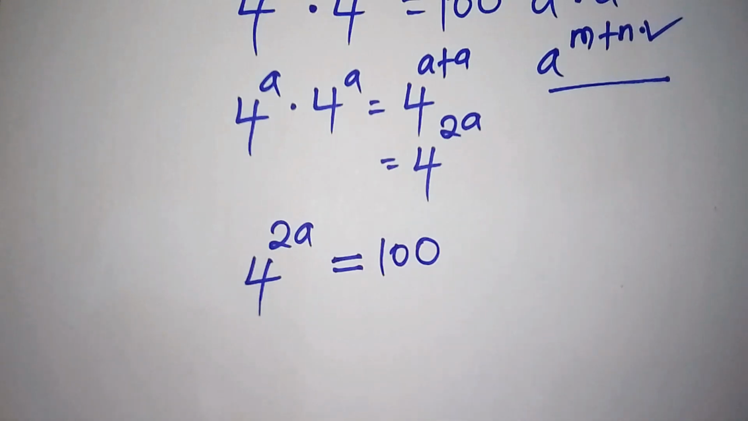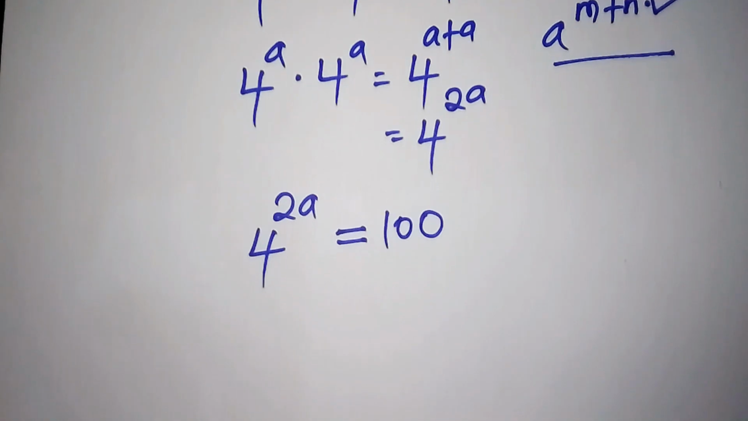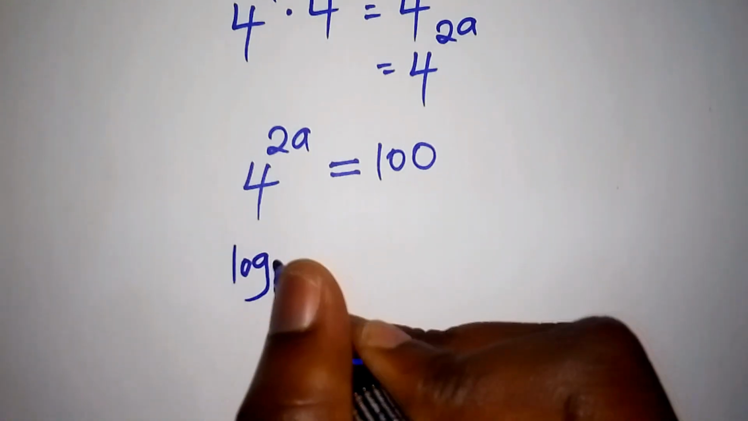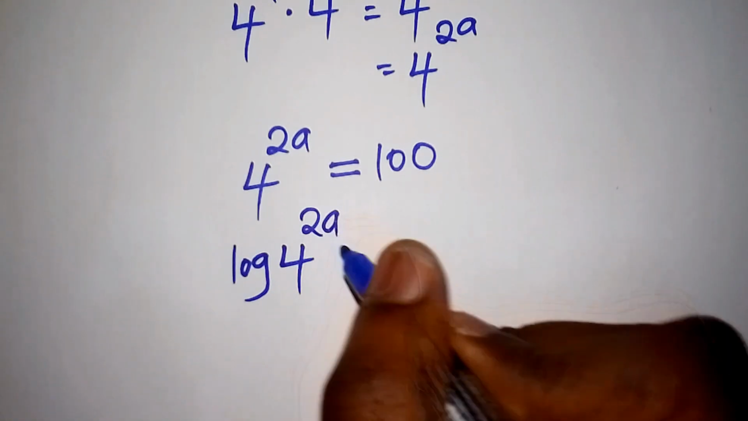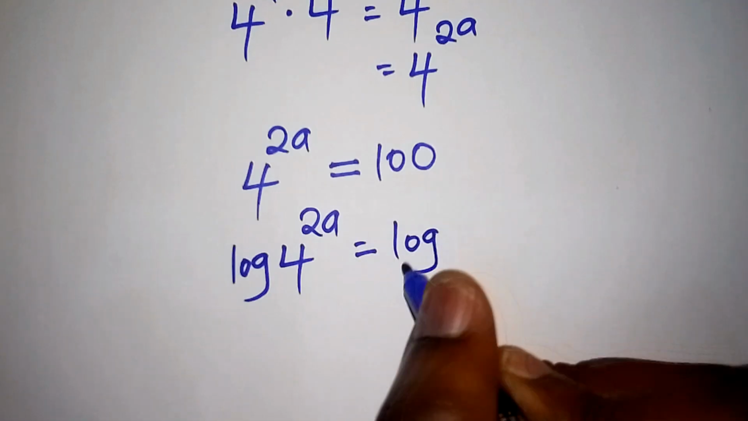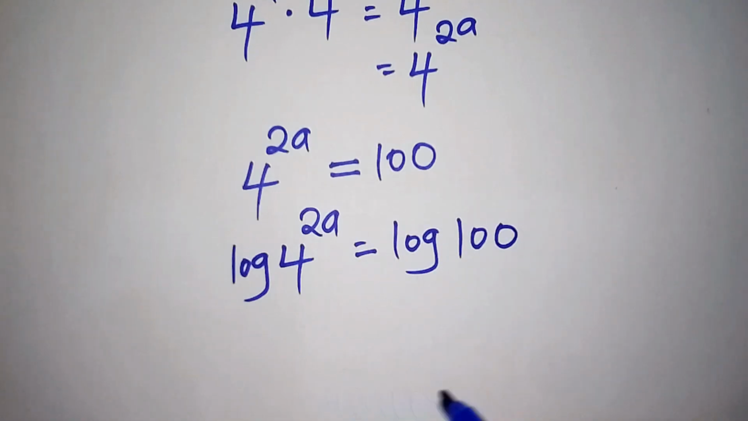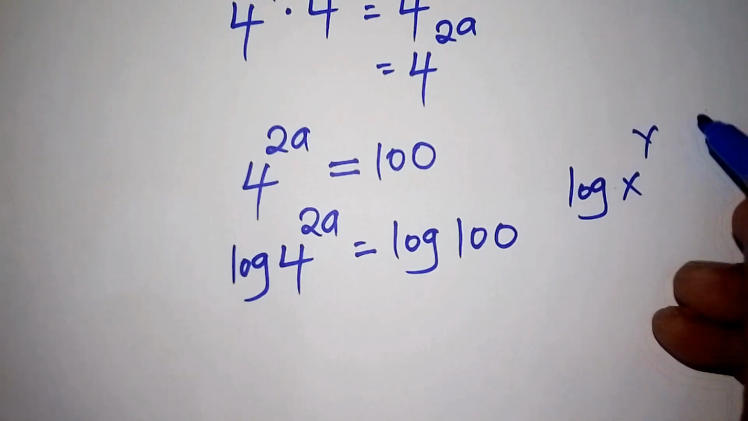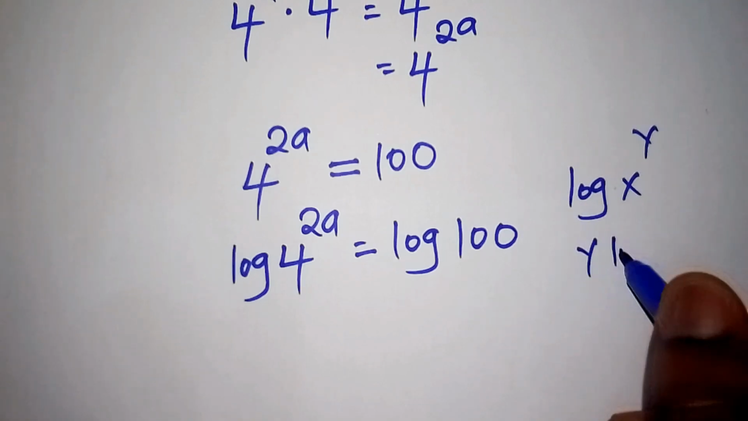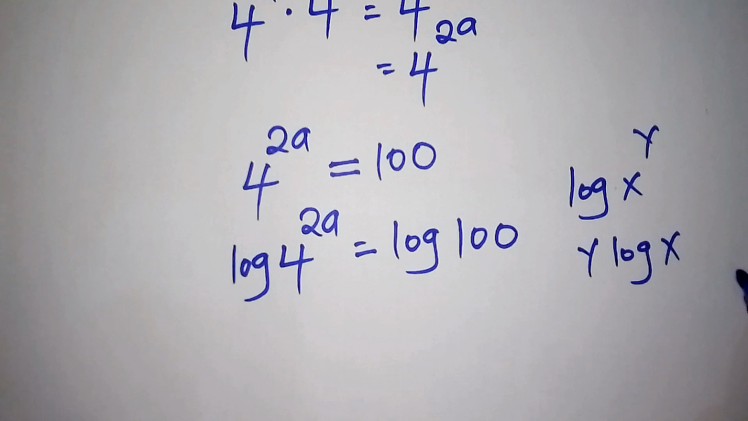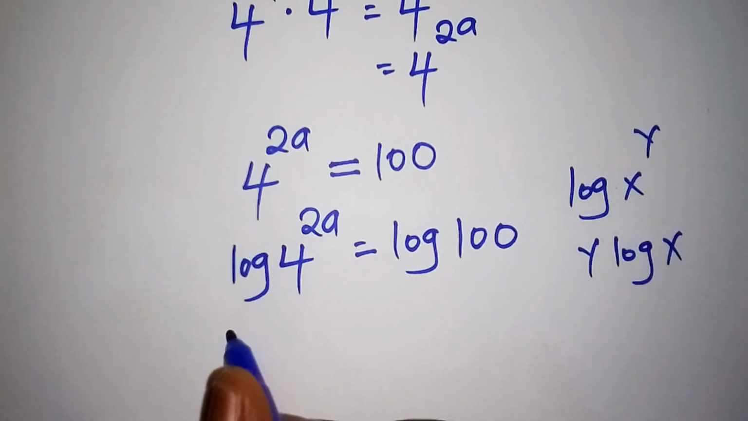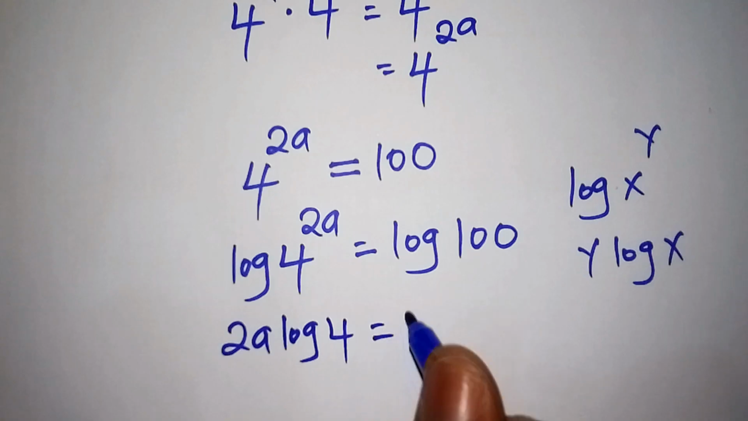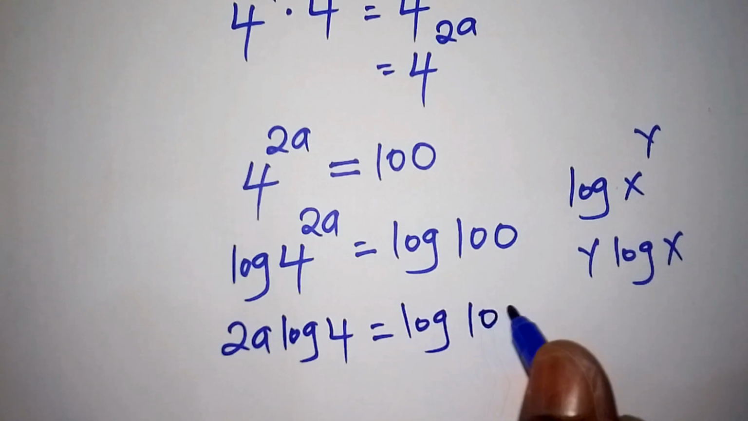It is simple. Let's now introduce the log on both sides. So that means we shall have the log of 4 to the power of 2a is equal to the log of 100. Assuming that we have the log of x to the power of y, this can also be written as y times the log of x. So that means we shall have 2a times the log of 4 is equal to the log of 100.